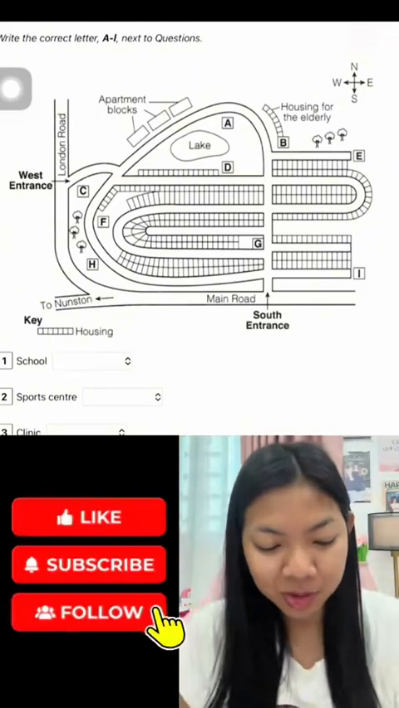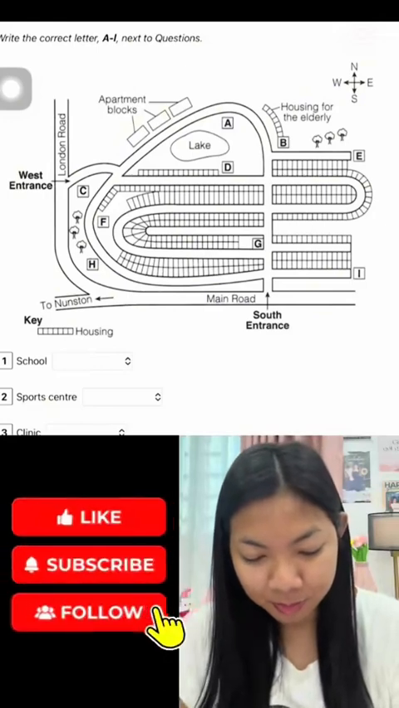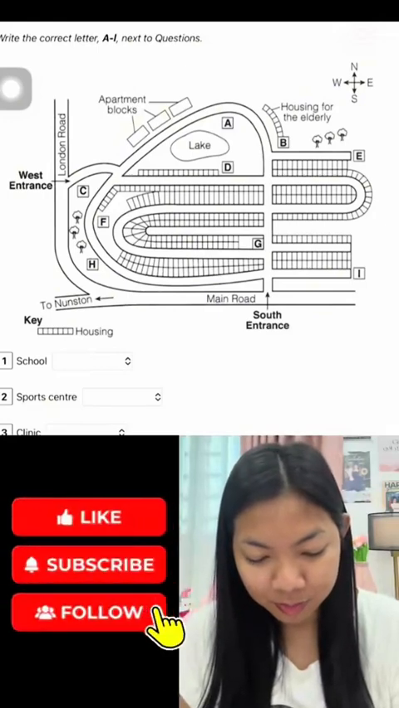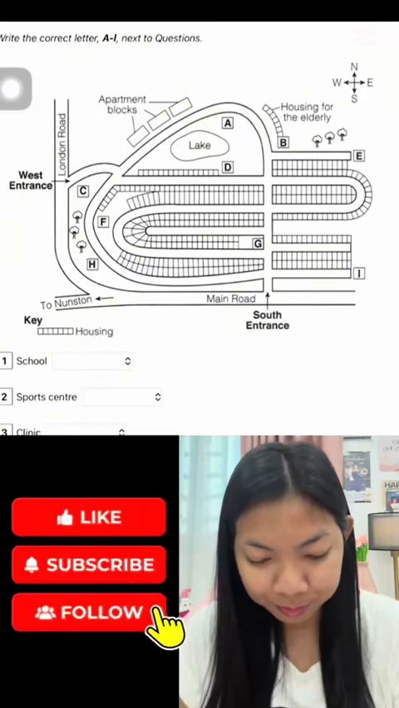Inside the development, there'll be about 400 houses and 3 apartment blocks.